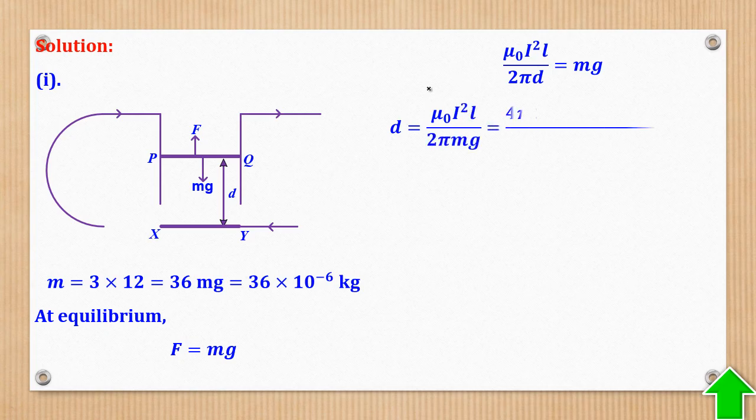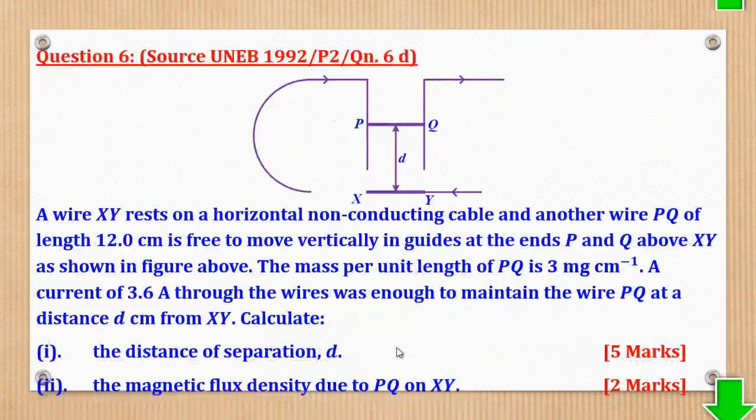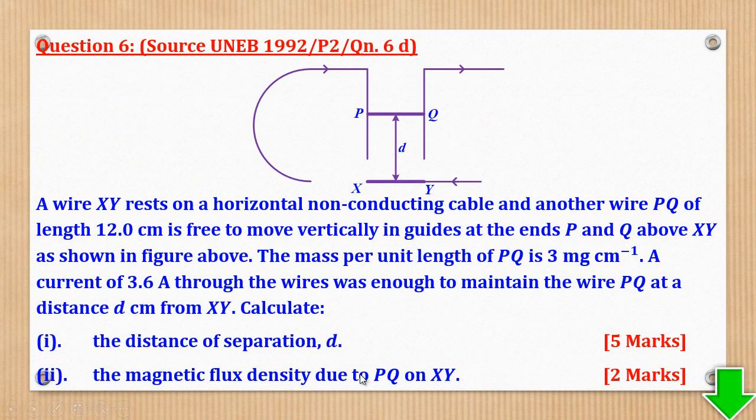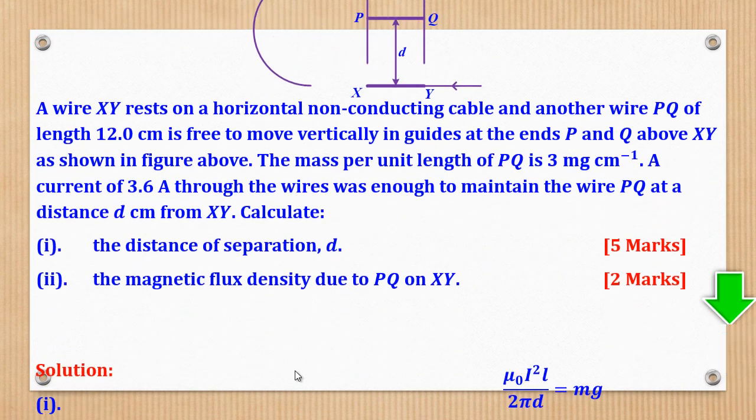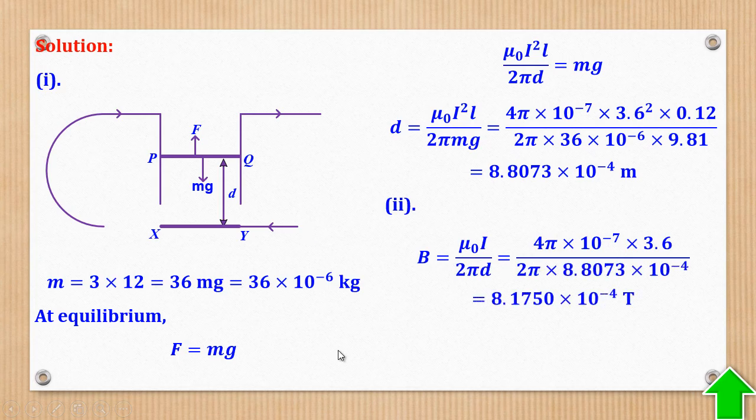Then make d the subject and substitute. Use a calculator to come up with the separation they wanted. Then (ii), they wanted the flux density due to PQ on XY. Flux density on XY due to PQ. So B will be equal to that, substitute and get the answer they wanted.